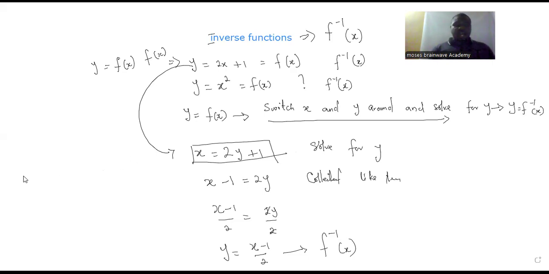Fantastic. So we're going to be looking at some other examples, but for now, what can we say about the range of this function as regards the inverse of the function? Remember, what is the range? This is the output of a function. Now, the output of a function will be the domain of the inverse function.